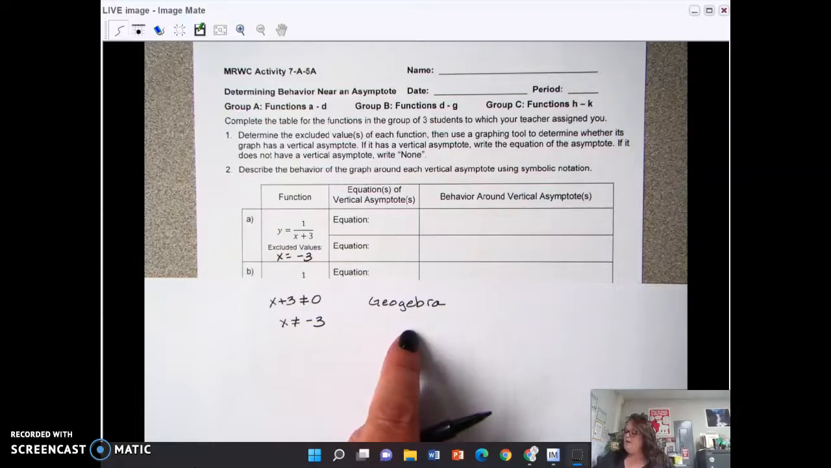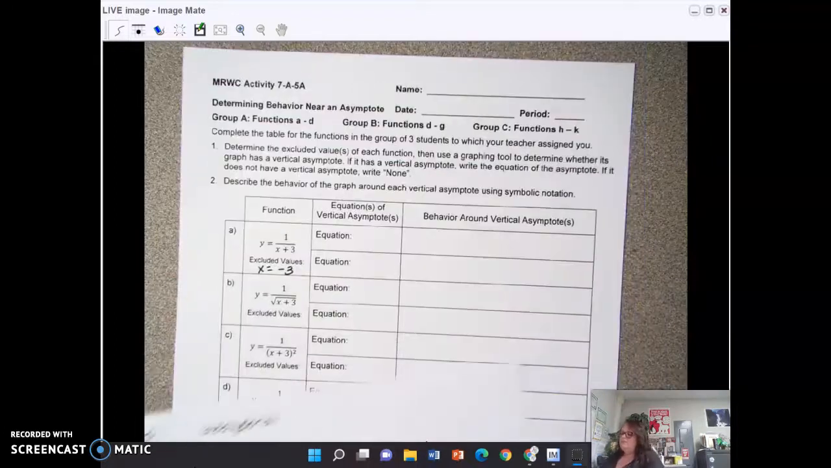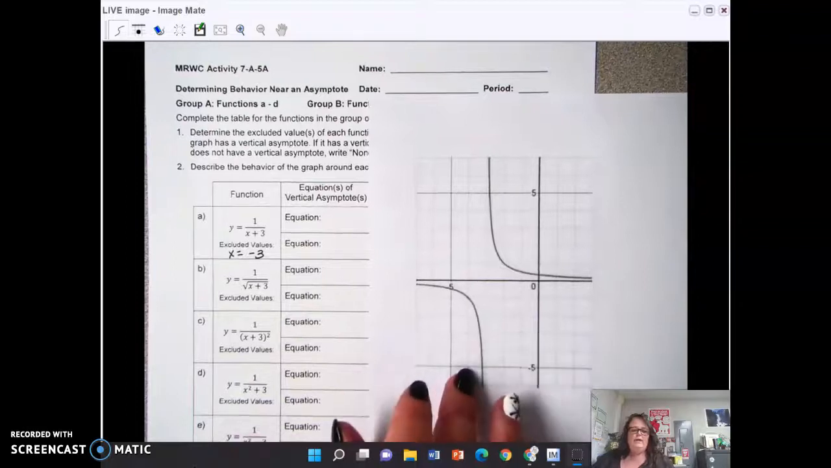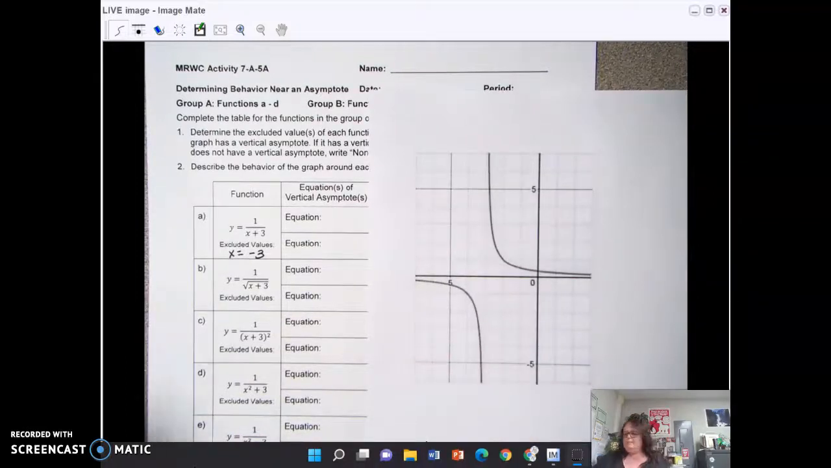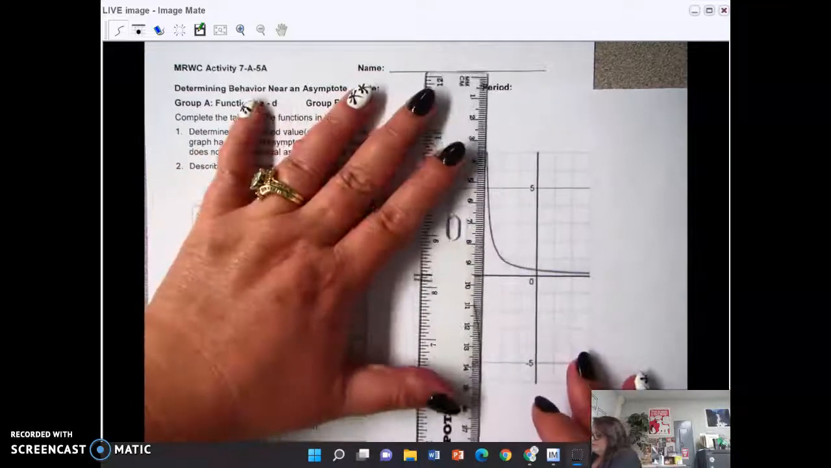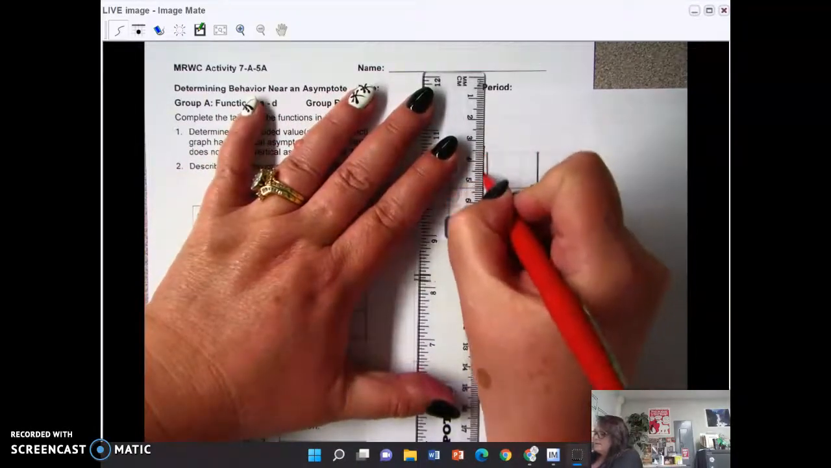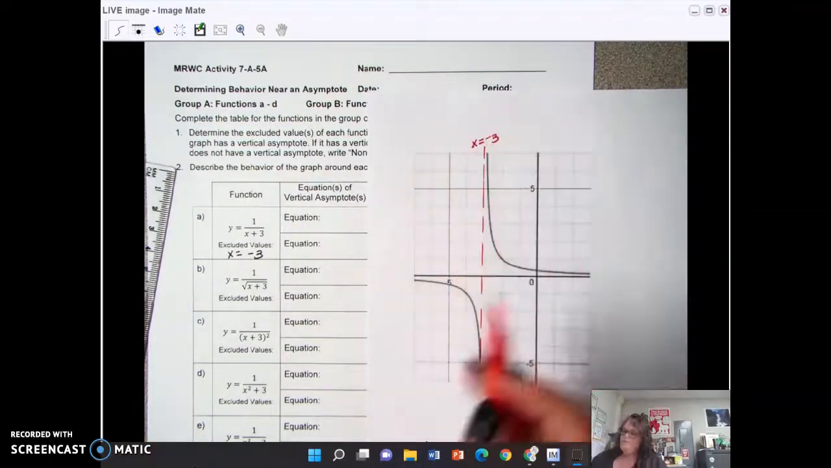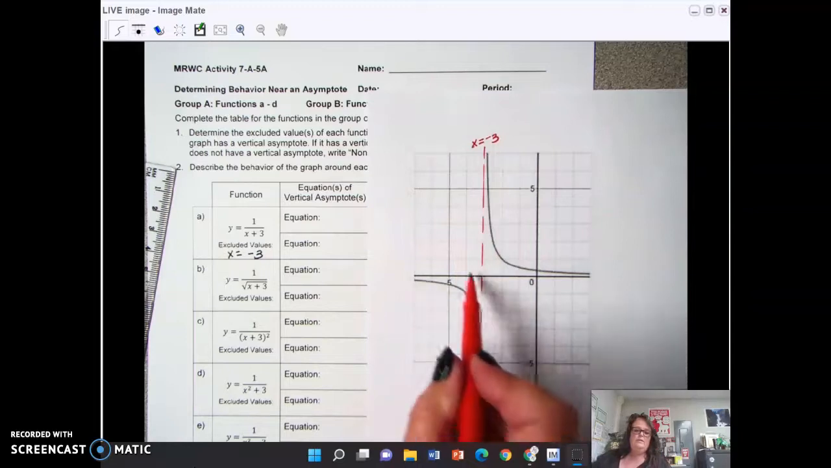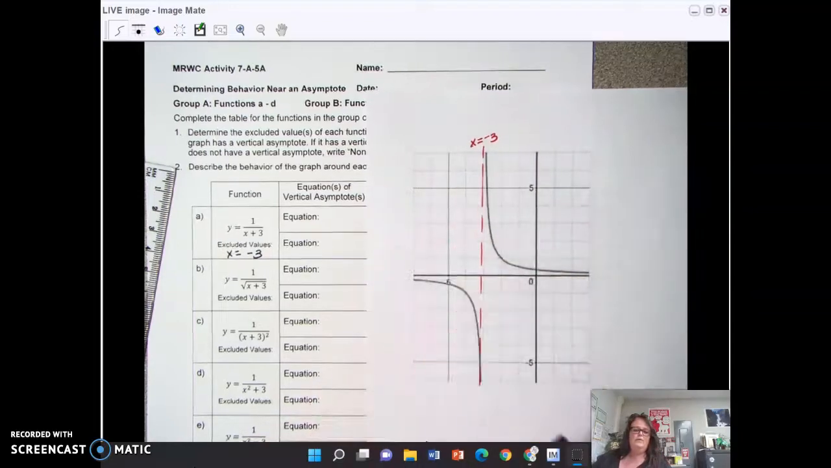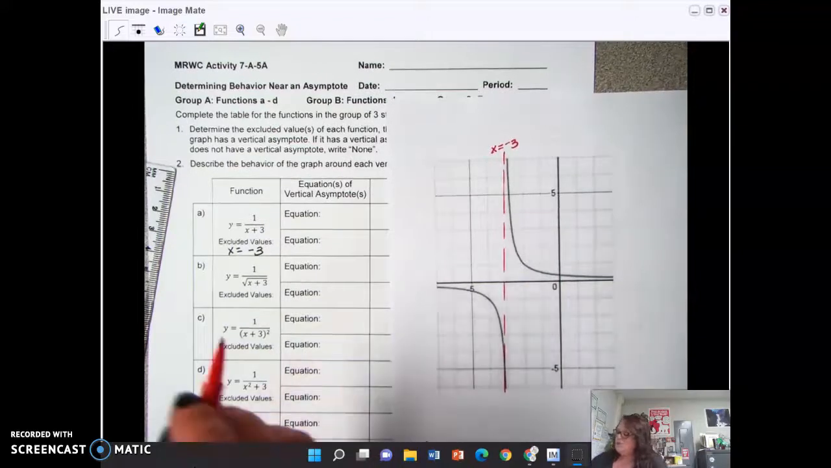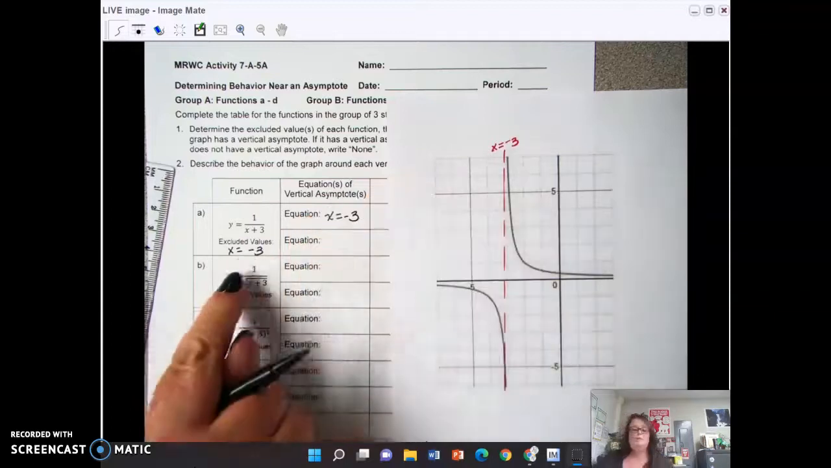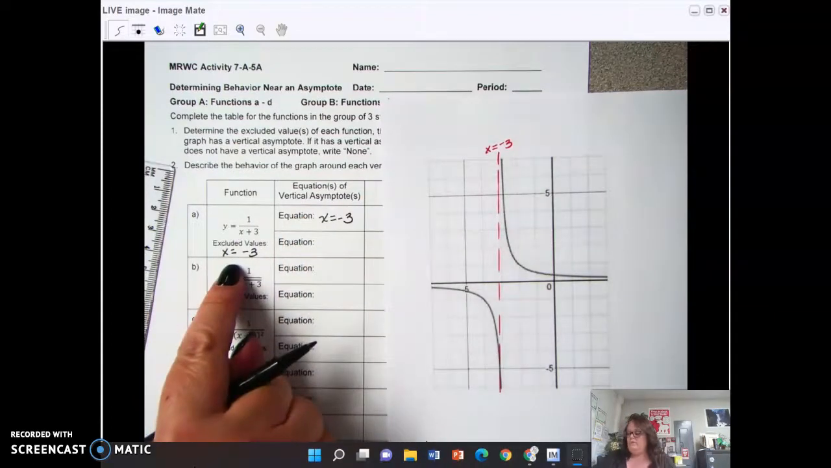So what I did is I went ahead and went into Desmos and took a screenshot of what was happening. And so this is the graph of y is equal to 1 over x plus 3. And so you'll notice where x is equal to -3, we've got the graph approaching -infinity on one side and +infinity on the other, which means that we have an asymptote at the equation where x is equal to -3. So notice that's the same as my excluded value.